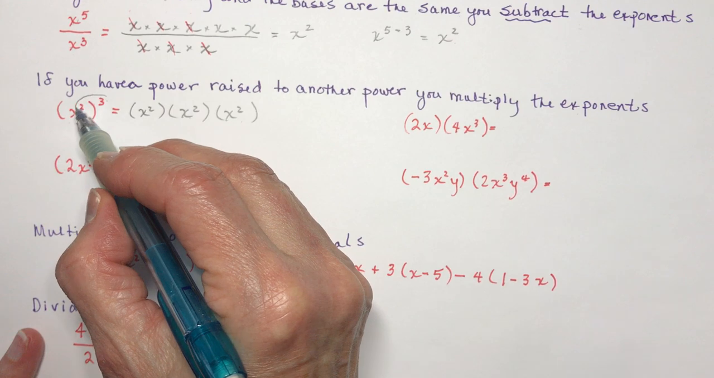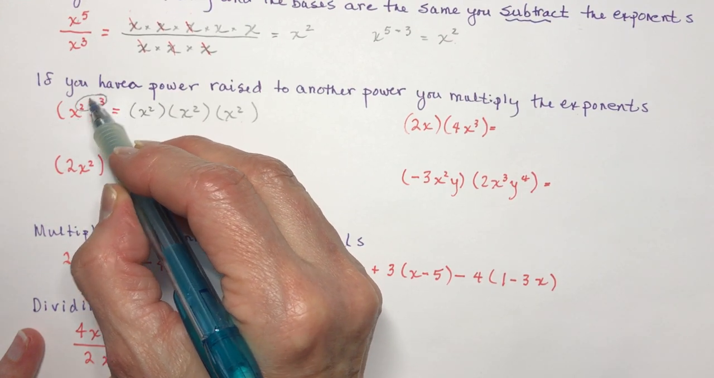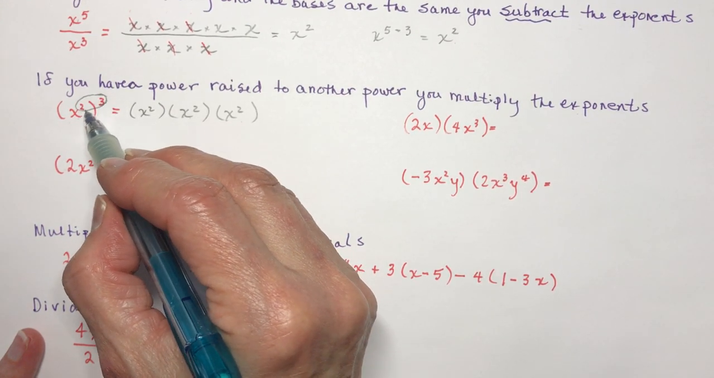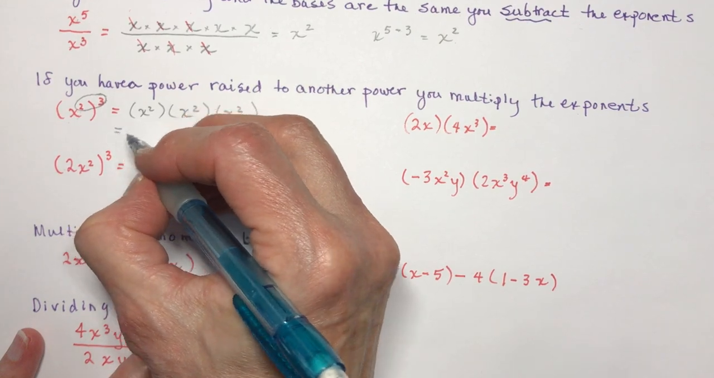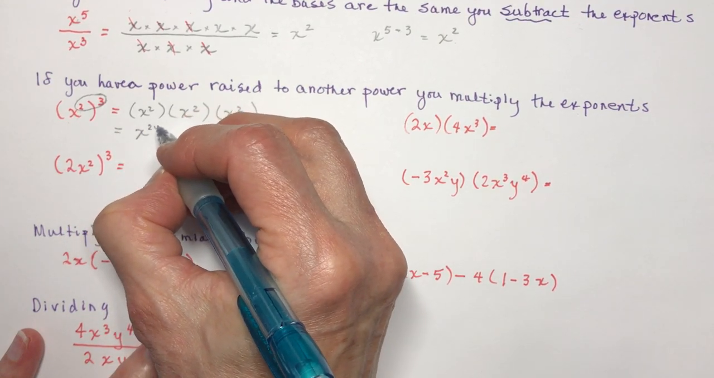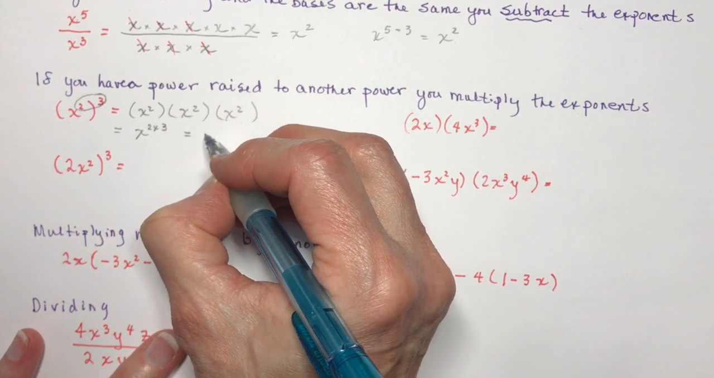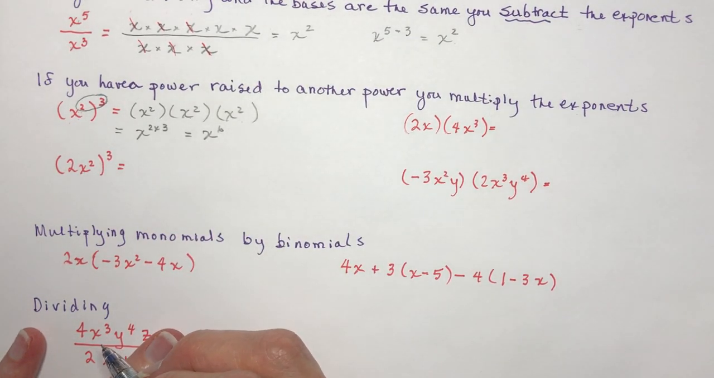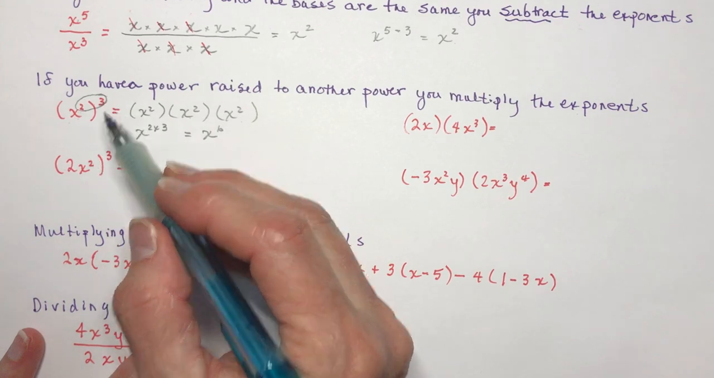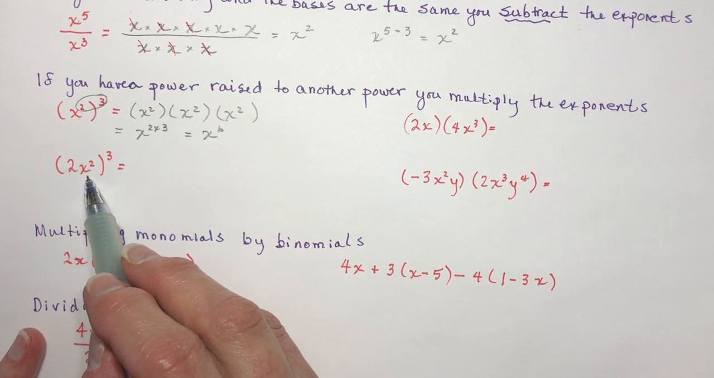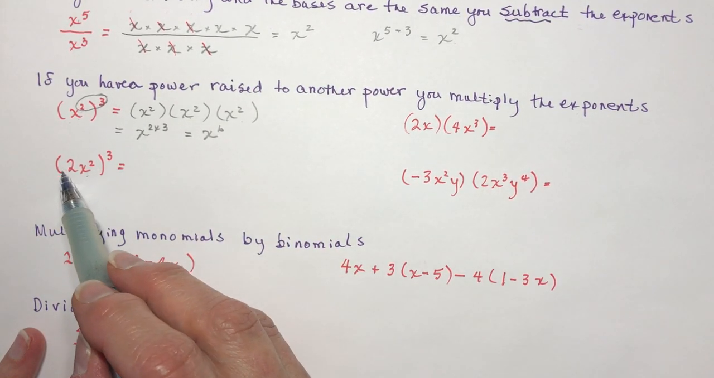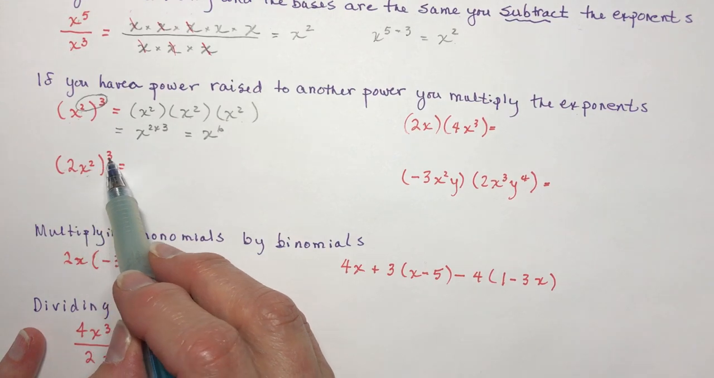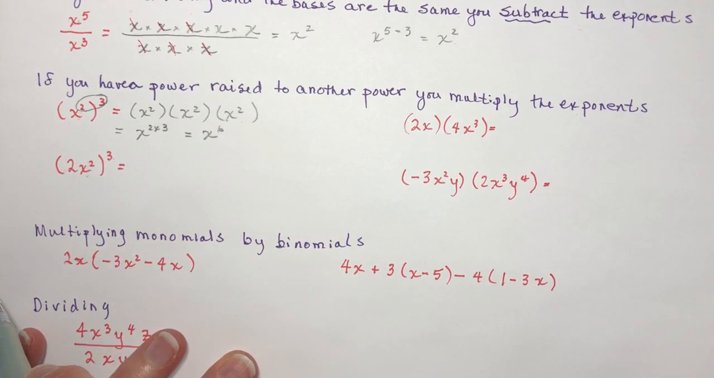So here's my two exponents. So it has to be power raised to another power. So right outside the bracket, that's going to give me x to the 2 times 3, which is, again, here I'm writing two equal signs on one line, x to the 6th. Okay, so power raised to another power. Let's take a look at this one before we go over here. So I have 2x squared raised to the 3rd power.